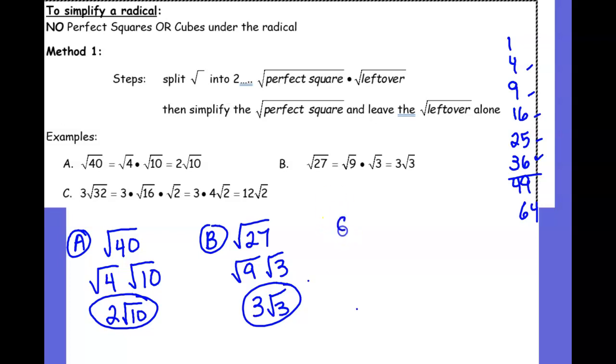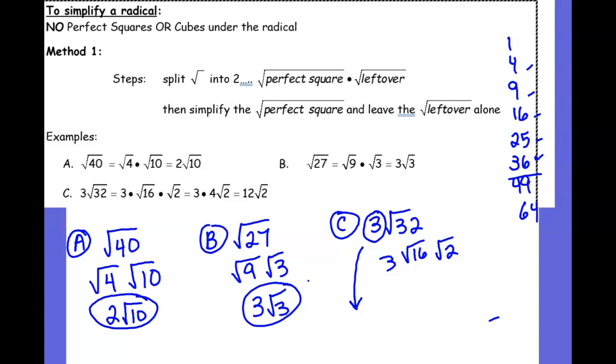Now C, we have 3 radical 32. Now this is interesting. The 3 is on the outside, so we're going to multiply that later. We don't want to forget about that. So I like to draw a circle and then a little arrow there so I don't forget. But I'm looking at just the radicand, what's underneath. The largest perfect square factor would actually be 16. So I could have 16 and 2. That's 3 times it.